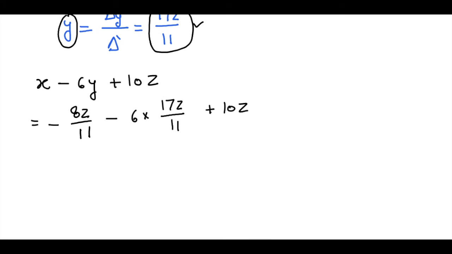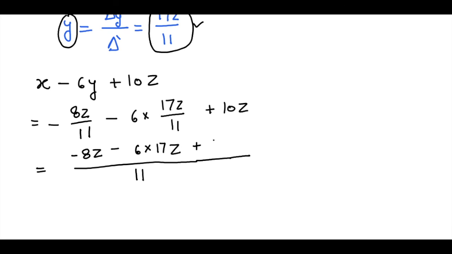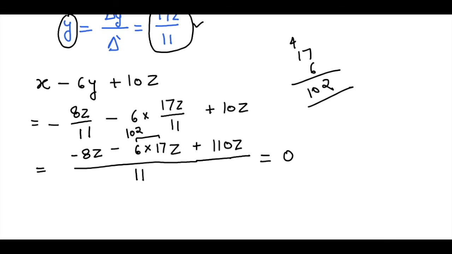To solve it, you will take the LCM 11: minus 8z, minus 6 into 17z, and plus 110z. Here 17 into 6 is 102, so you will get 102z. Minus 8z minus 102z plus 110z, and you will get 0. So that means the solution is correct.